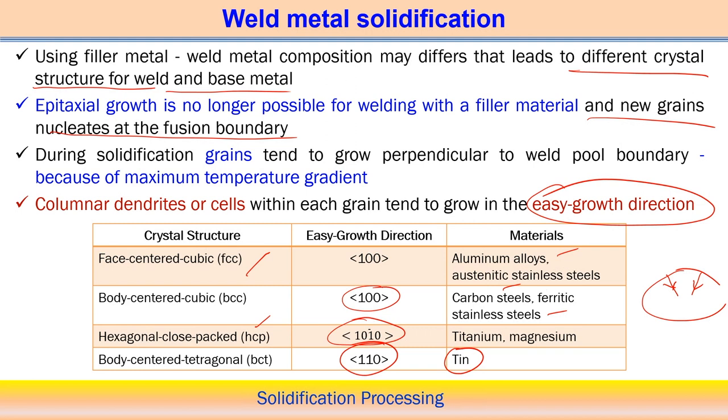So we mean to say that when solidification occurs, it will try to follow the direction perpendicular to the weld pool boundary, because in this direction the steepest or maximum temperature gradient exists. At the same time, grains will try to grow in the easy growth direction, which is decided by the type of crystal structure of the material.